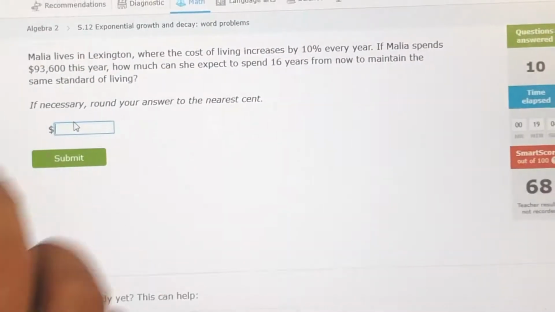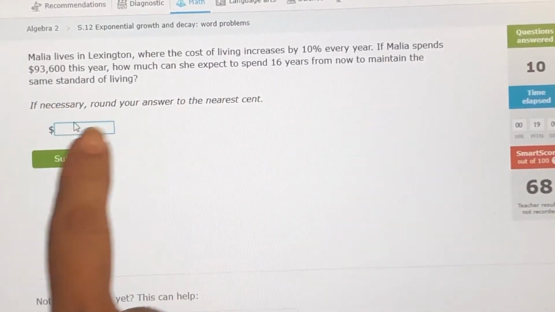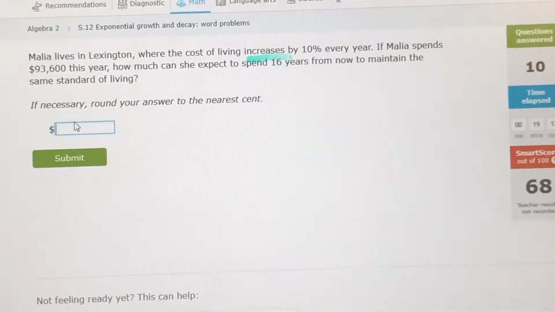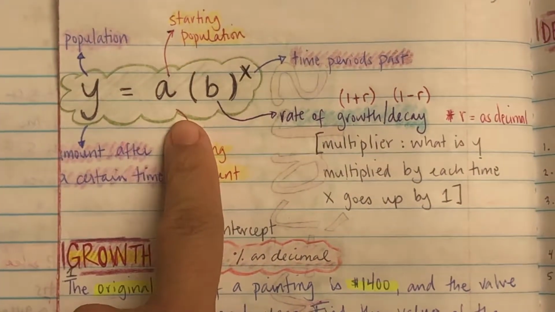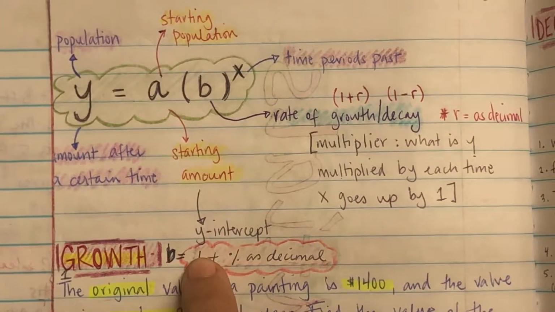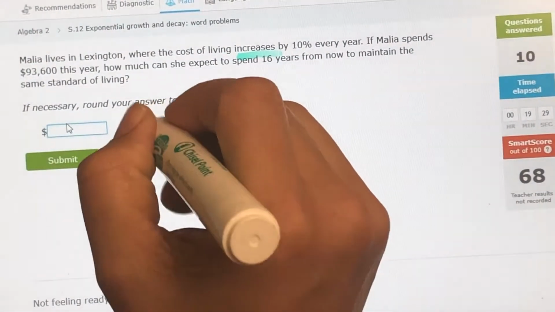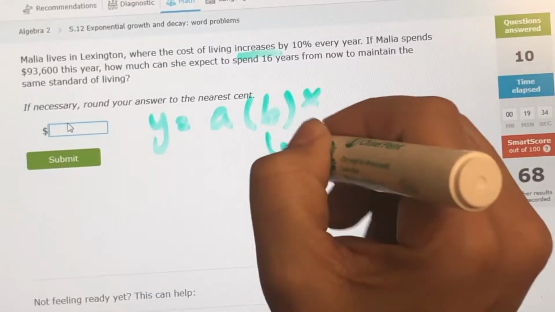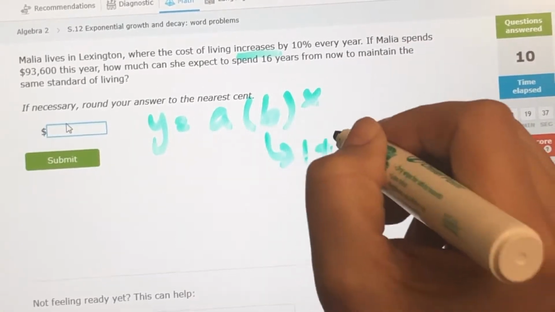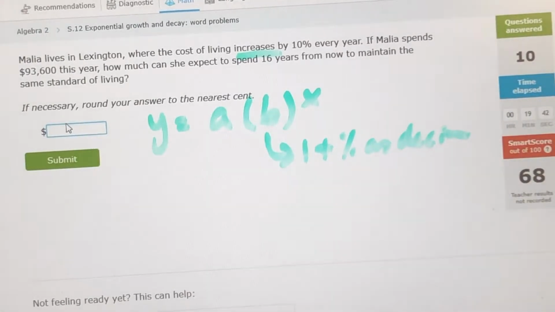All right, Martha lives in Lexington, where the cost of living increases, and she wants to maintain the same cost of living. So I see the word increasing. Since we're talking about exponential growth and decay, I'm obviously talking about growth. So here's my equation, which they give you on the reference sheet. For growth, just remember that you add 1 plus percent as a decimal as the b. So you write down y equals ab to the x, where remember this is growth or decay. If it's growth, it's 1 plus percent as decimal. If it's decay, it's 1 minus percent as decimal. And you just fill in the information.